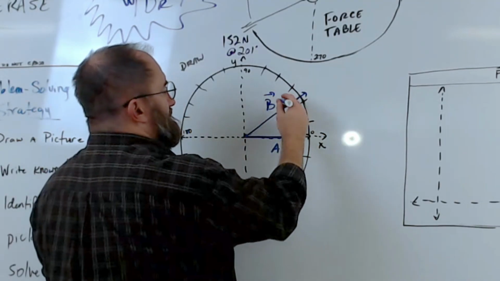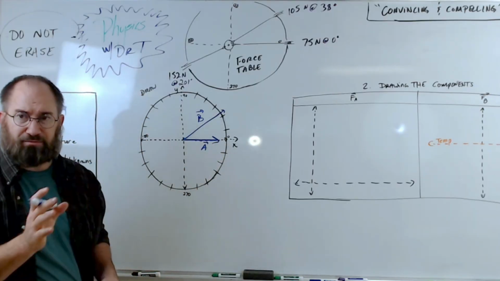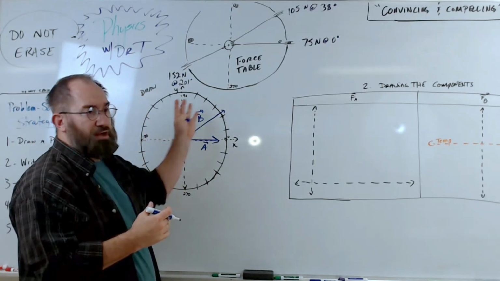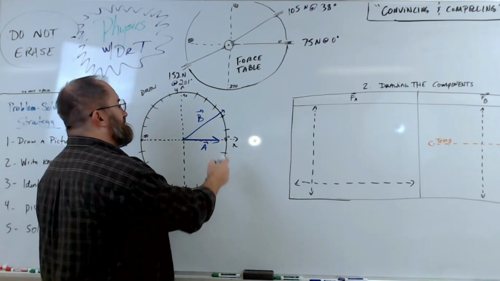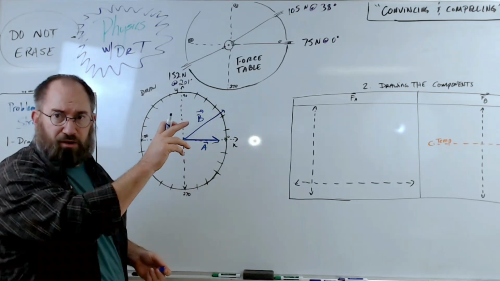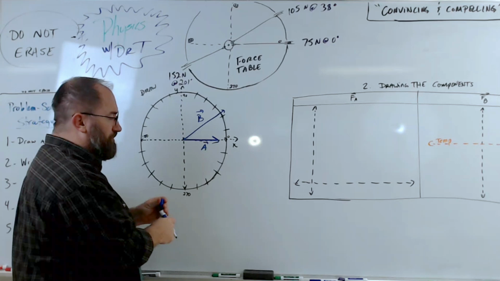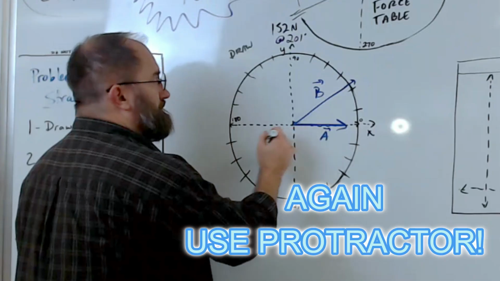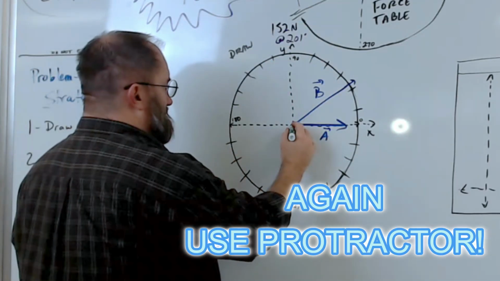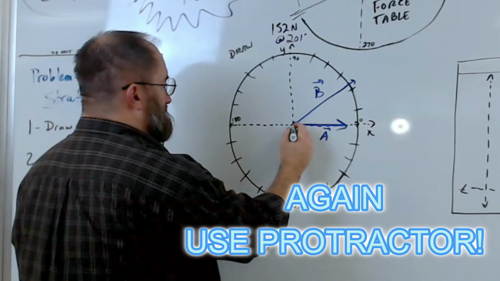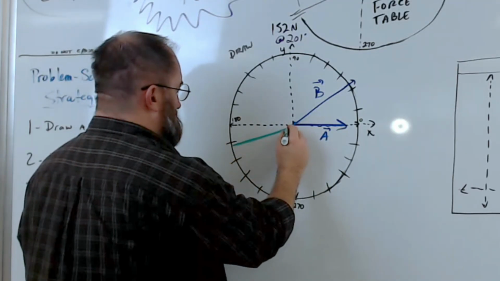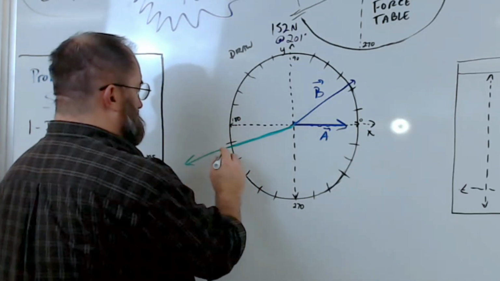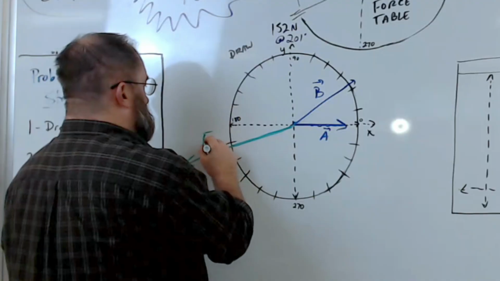I'll label this. Make sure you label them. It's for your benefit, also for my ability to assess that you are correlating the information correctly. So this is at 38. Make sure you use a straight edge to draw that. I'm doing this freehand. And then your third one, your equilibrium vector, is going to come this way. I'm going to say 201, so that'd be about 200. And 152 newtons, so I'll go a little bit longer. F equilibrium.